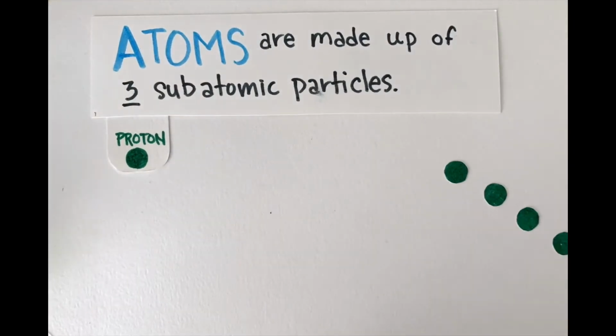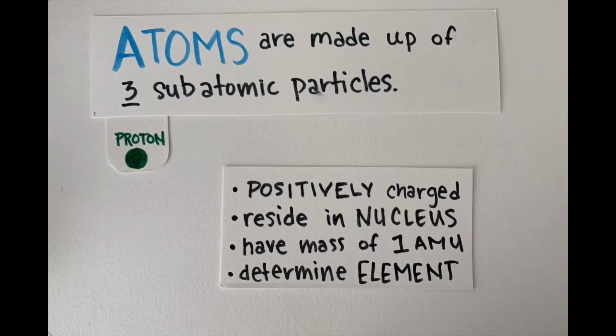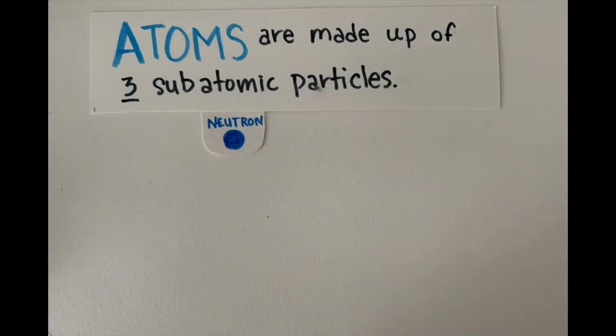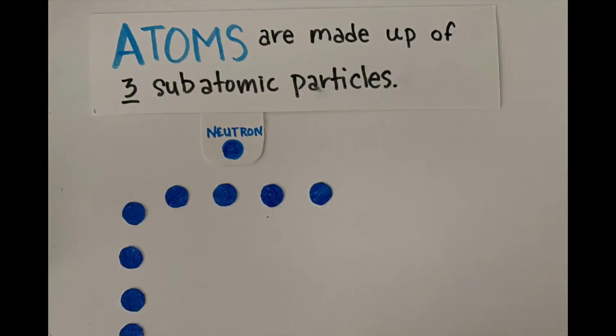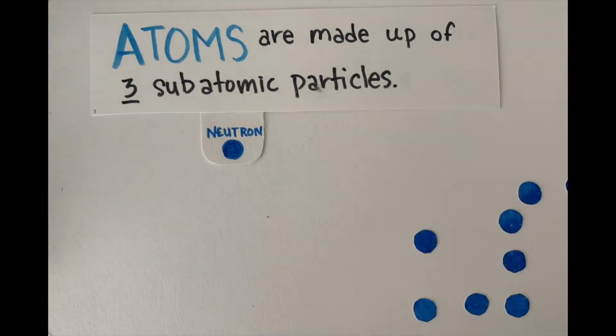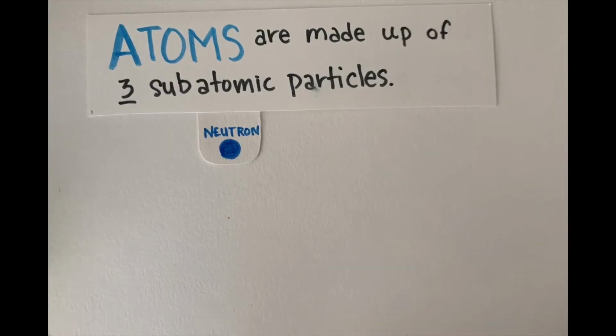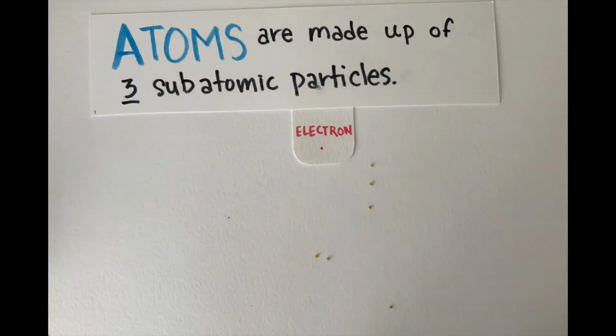The first is the proton. These are positively charged particles that live in the nucleus, in the middle. They have a mass of 1, and they determine the type of element. Next, we have the neutron, the neutral neutron. These live in the nucleus, keeping all of those positive charges tightly held together.